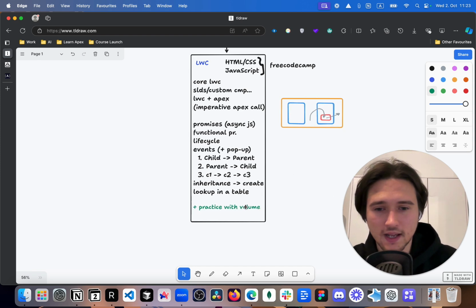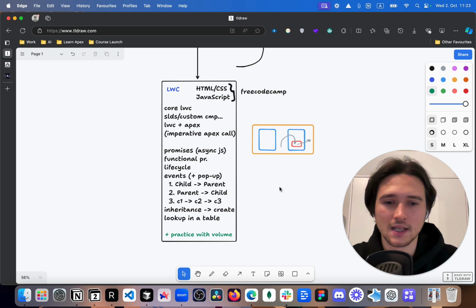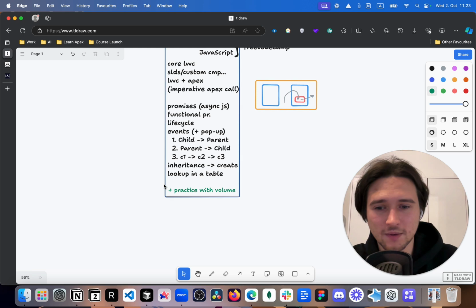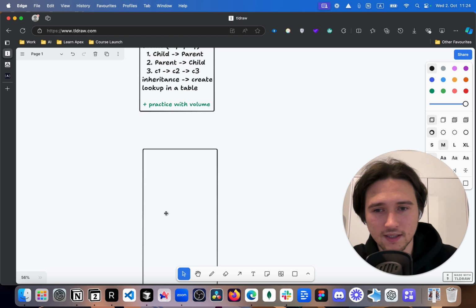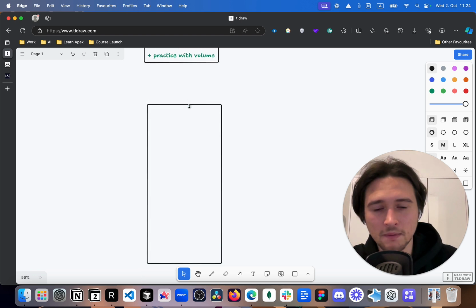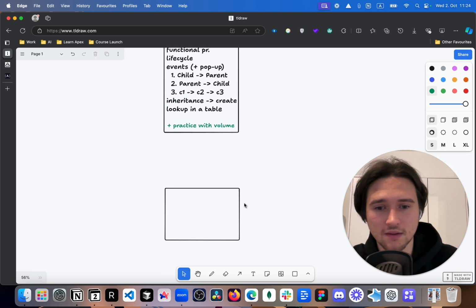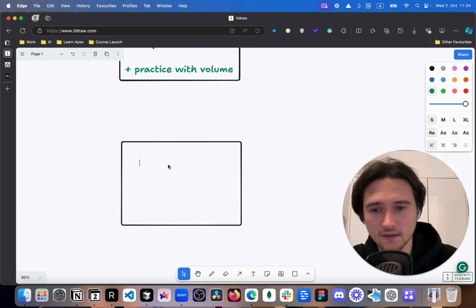So we have this and practice with volume. Yes, this is very important. You need to practice with volume. You need to do it. It works in almost all cases, no matter how advanced you are. So this is about LWC. And now we're coming into the fun part, the part that more advanced people usually don't discuss. And it means Visualforce.